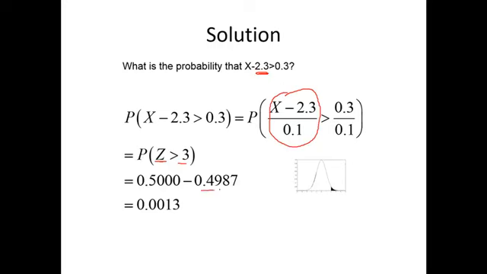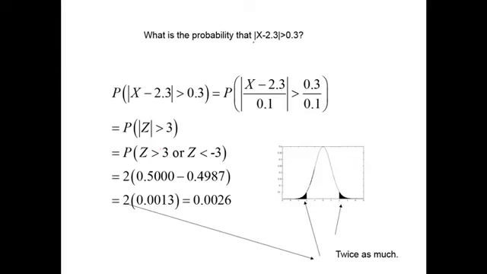I do the table lookup at 3, and so the probability of this happening is 0.0013. Now, I wanted to contrast this. What's the difference when we put an absolute value around this? Go through much the same procedure. Again, we've chosen this right here because we wanted to be able to divide and get a z-score. So we divide, we get a z-score, and this has the absolute value around it.